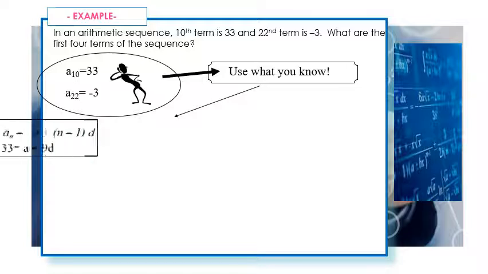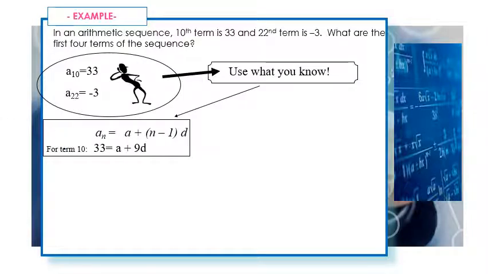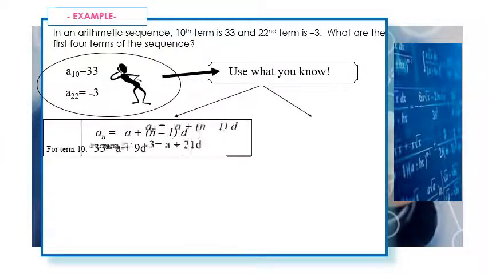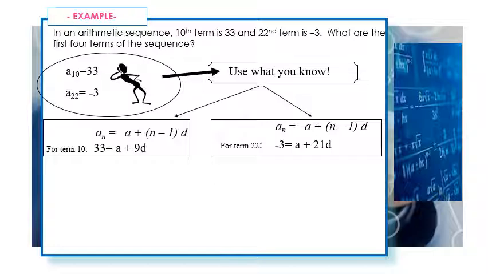So we still use the same formula, wherein a sub n is equal to a sub 1 plus n minus 1 times d. For the 10th term, we have 33 is equal to a plus 9 times the common difference, substituting a for a sub 1. Same also with the 22nd term. We have a sub n is equal to a plus n minus 1 times d. So for the 22nd term, we have negative 3 equals a plus 21 times d.